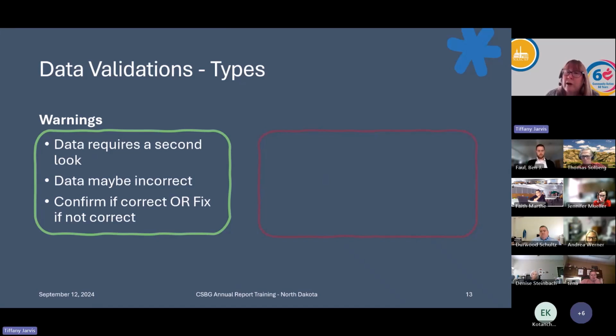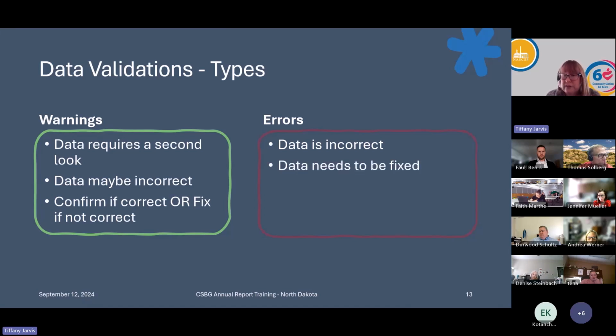And you can do that prior to submitting your report, which is always very helpful, or you can do it after, when you get your review memo. Errors: it's saying that something is wrong. The data is incorrect and the data needs to be fixed. Now I'm going to add a little caveat to this, because sometimes the data cannot be fixed in retro, but can be fixed going forward.